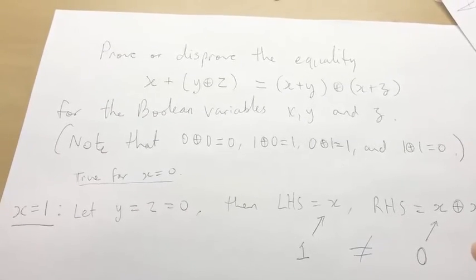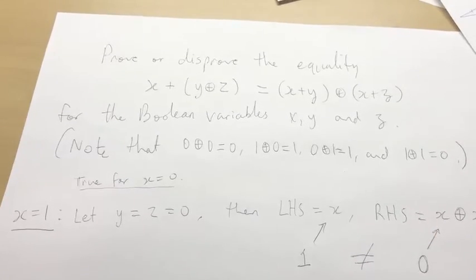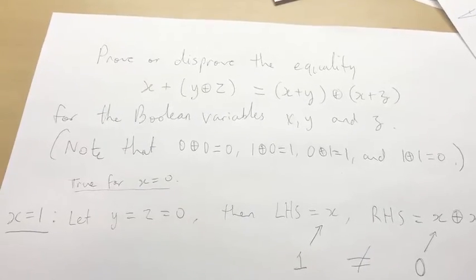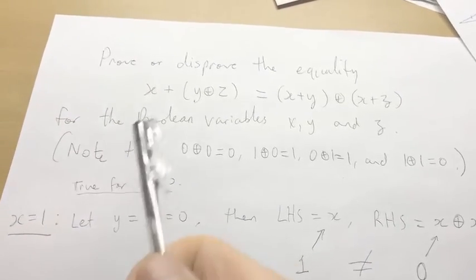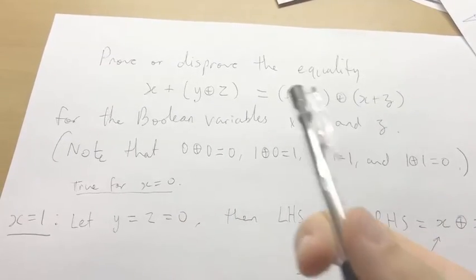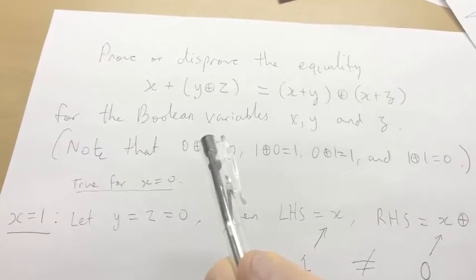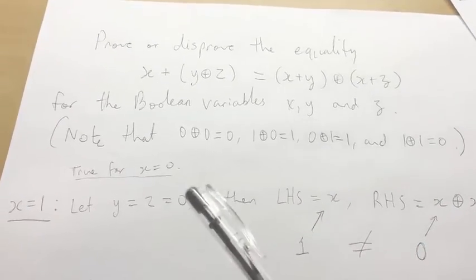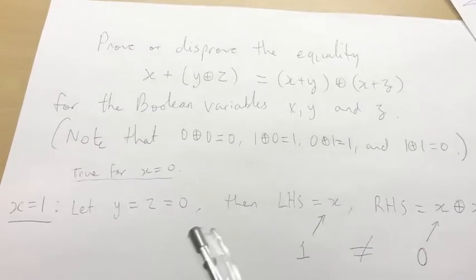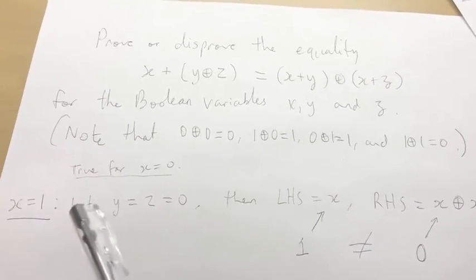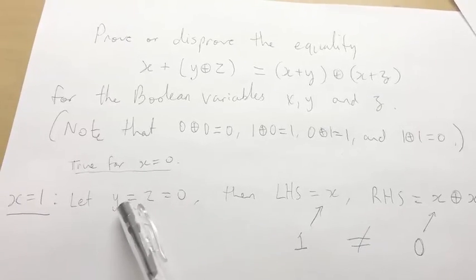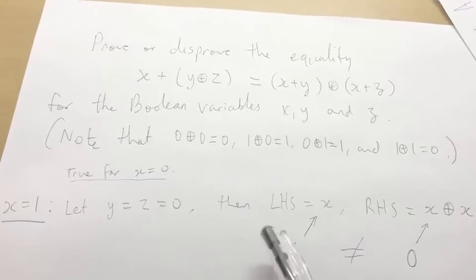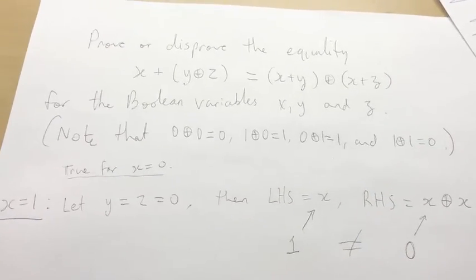You can't really prove or disprove if you don't know what the values of x, y, and z are, because we can see it's true when x equals 0, for example. So I think when it says disprove, it means it's claiming this is true for all Boolean variables x, y, and z. If you disprove it, you find a combination of x, y, and z such that the equality doesn't hold. And up to not really knowing what some of these symbols mean, it's plausible that letting x equals 1, y equals z equals 0 gives you a situation where the equality doesn't hold, and hence disproves it.